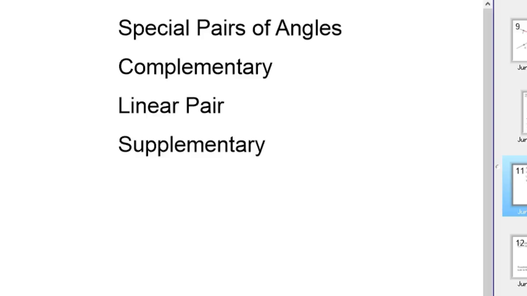This is a second video about special pairs of angles. It's some of the first things you learn in geometry class. And three main ones, the word complementary, linear pair, and supplementary. So we're going to talk about those.